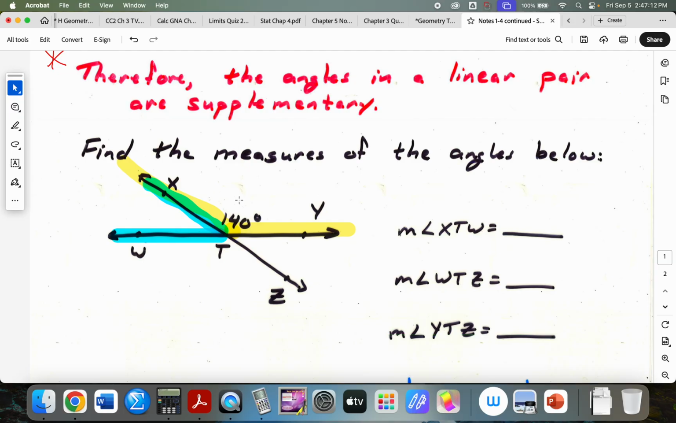So are these two adjacent to each other? Yeah. And do you see how this blue and this yellow together make a line? So together, they make a straight angle. These two are a linear pair. And the angles in a linear pair are always going to be supplementary. So that means that if this angle is 140, this angle will be 180 minus 140, which is 40. So XTW is 40.